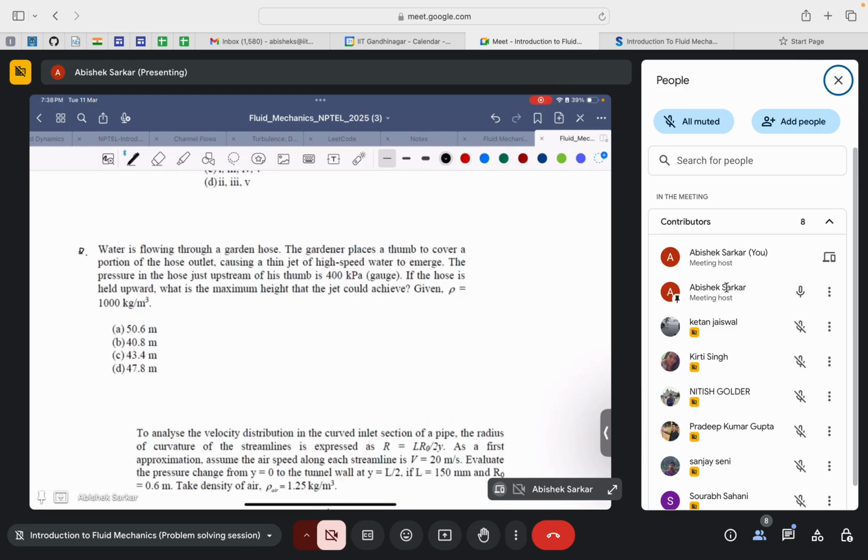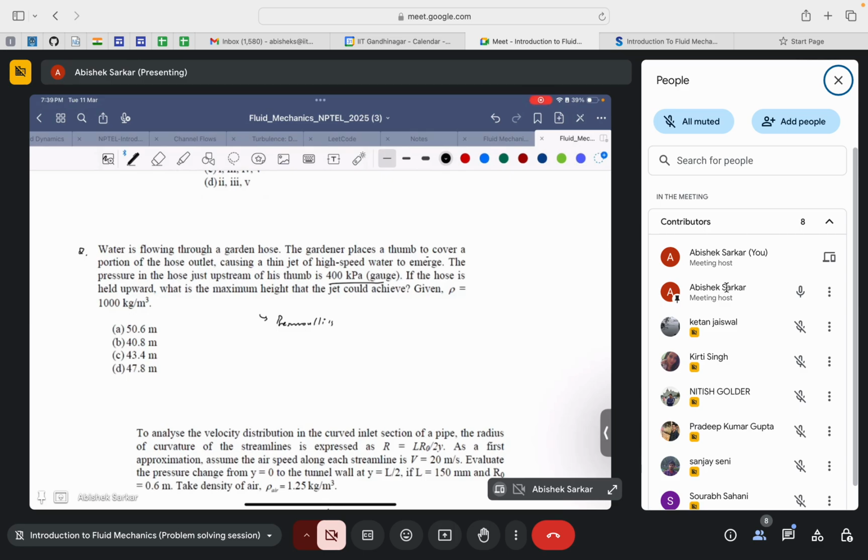So the question is, water is flowing through a garden hose. A gardener places a thumb to cover the portion of the hose outlet, causing a thin jet of high speed water to emerge. Okay, again a simple application of the continuity equation. The pressure in the hose just upstream of his thumb is 400 kilopascal gauge pressure. Okay, so if the hose is held upward, what is the maximum height the jet could achieve? Okay, it seems a tricky question, but I will give you a hint, it's a simple application of Bernoulli's equation.